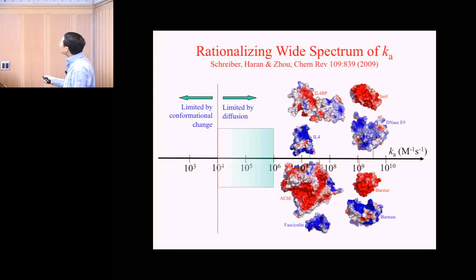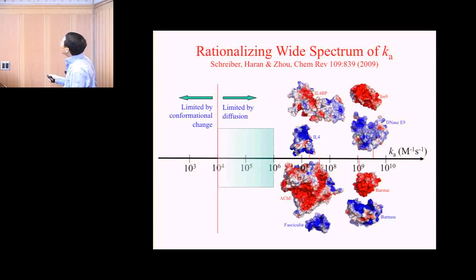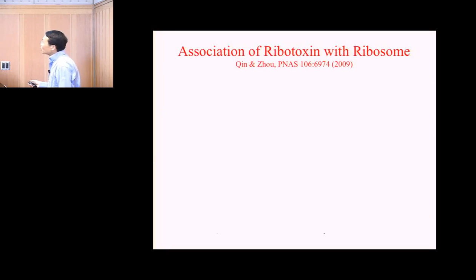So many other similar reasons can be inferred for all these other systems. This suggests that there are biological reasons for this high speed of association in these examples. So I want to now show you some examples.